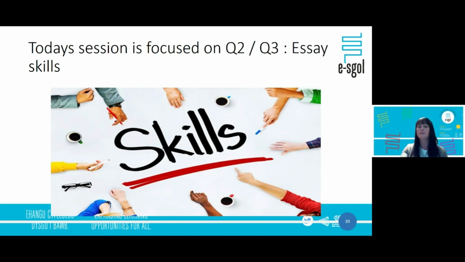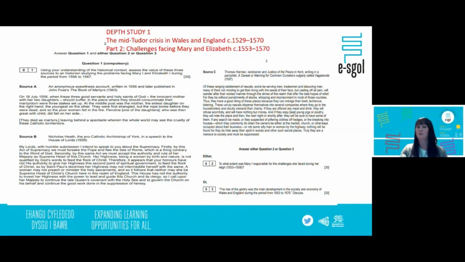So we're going to focus first of all on the essay skills that you will need to give this answer a good go. Now, I've got 2 examples to show you here. This is from depth study 1, and this is showing you the layout of the paper. As we know, there were bigger changes to that source question, and this will stay the same for you now this year. The question appears at the start, for the sources.